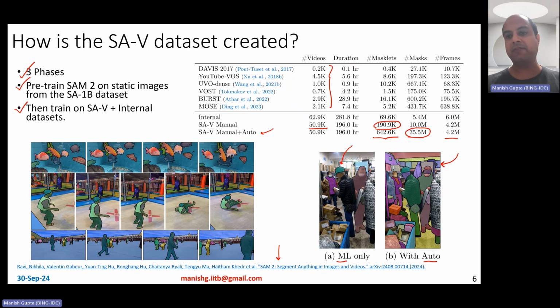Of course, one has to verify if these objects make sense or not, which is why they also have a verifier module while creating the dataset. So these are some examples of the dataset. You can see, across these 3 videos depicted using a few frames, how interesting objects have been tracked nicely in this dataset.